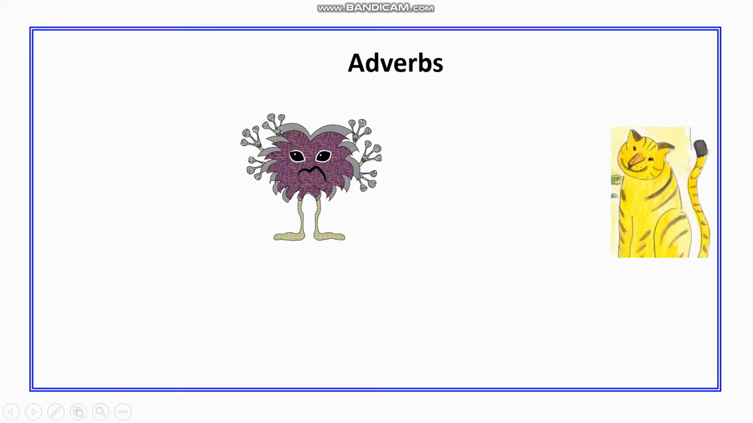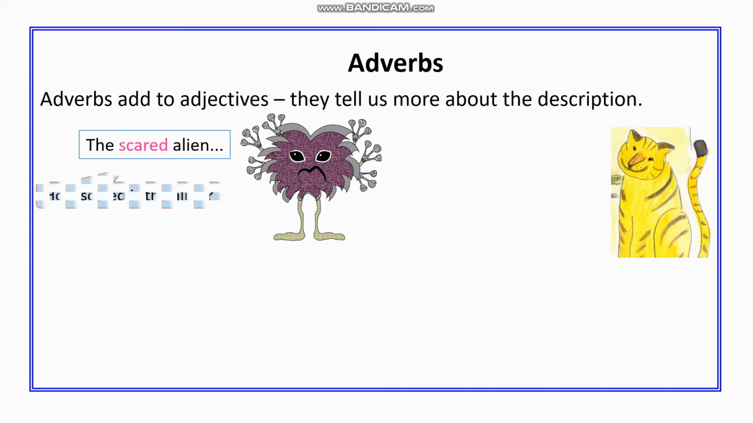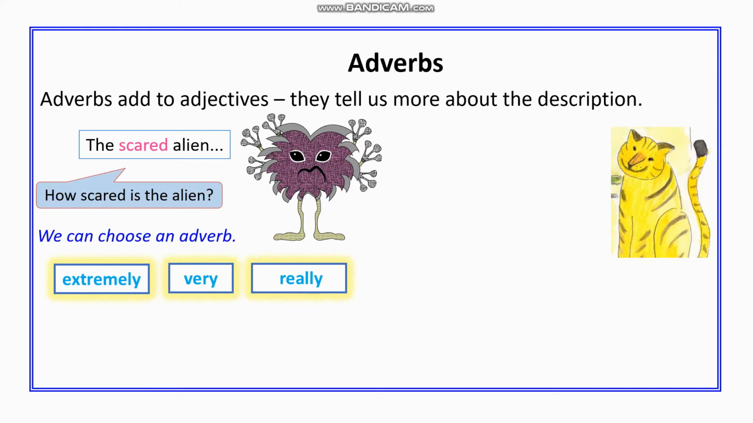And finally, we have adverbs. Now, adverbs add to adjectives. They tell us more about the description. The scared alien. Scared is your adjective. The alien is feeling scared. How scared is the alien? We can choose an adverb to describe. Choose either extremely, very, or really, which are all adverbs.